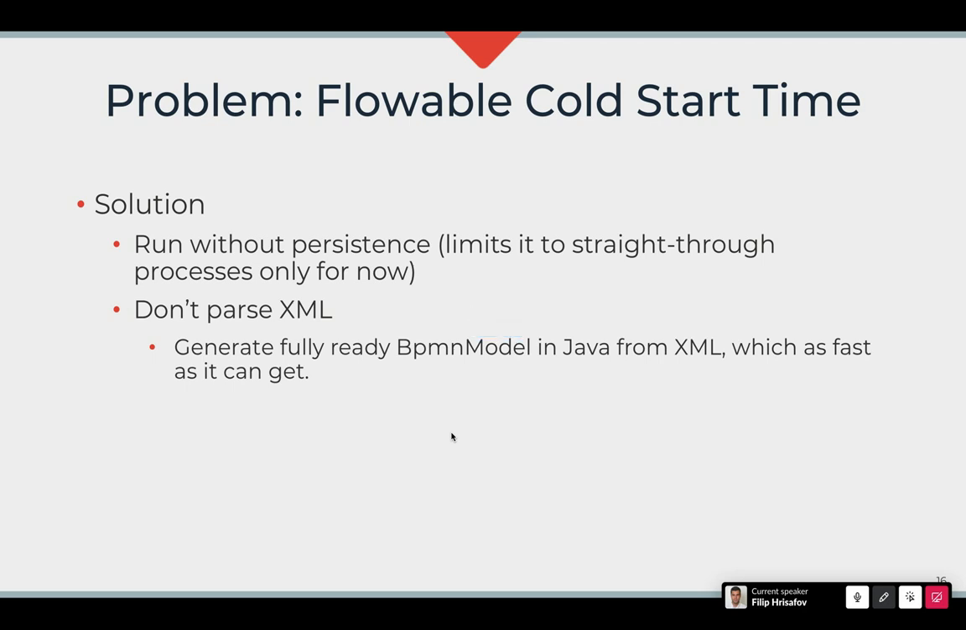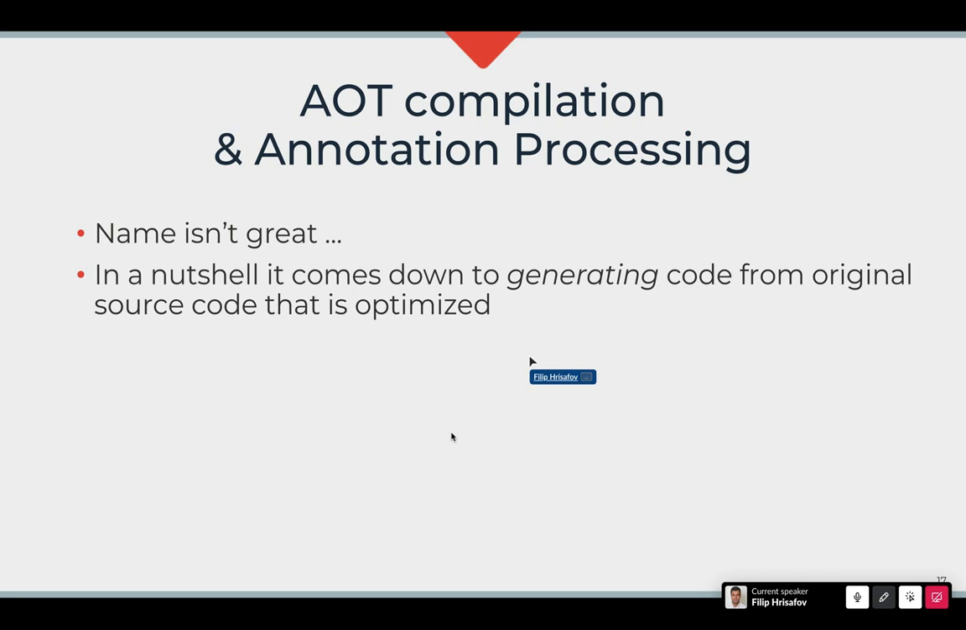Exactly. So instead of doing the XML, what we have in Flowable is these BPMN models, which are basically a one-to-one representation of the XML, generated in Java, and then you can't get any faster than that. So it's Java basically, and then we can show. I think now we can go to the code.